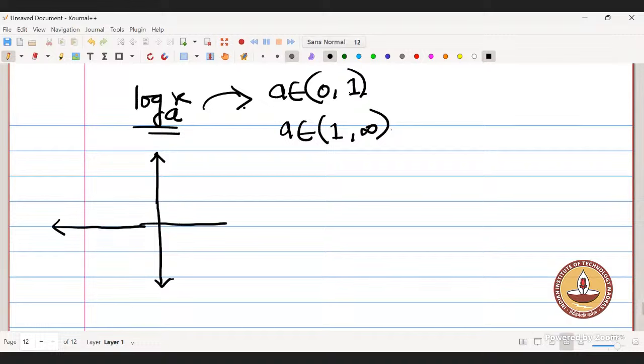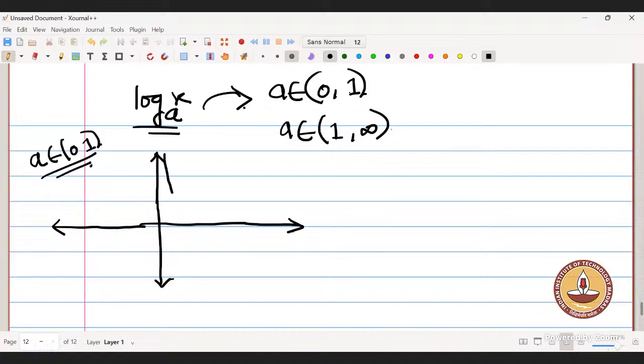What will be the graph? Vertical asymptote, sir. When a is in this region. Vertical asymptote is not an answer. I'm asking what will be the graph. You are basically saying vertical asymptote. What basically does this mean? Decreasing, sir. Decreasing graph. Yeah.